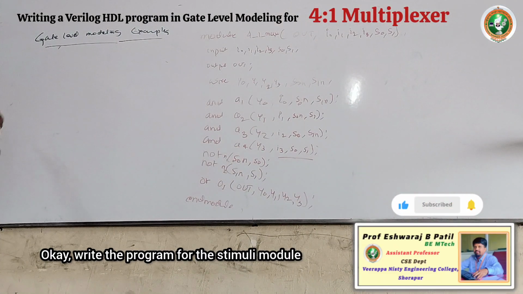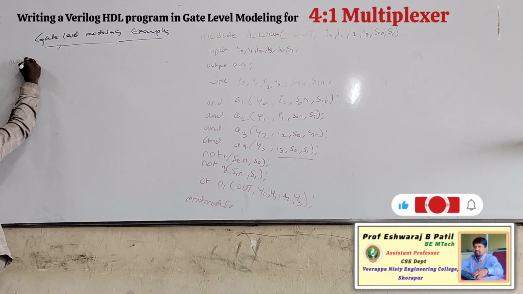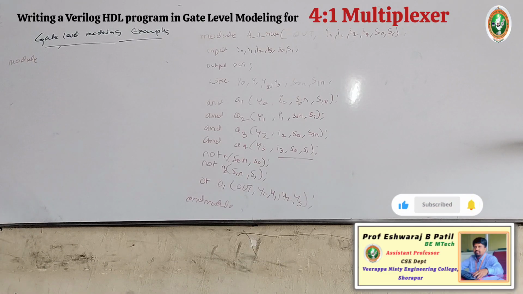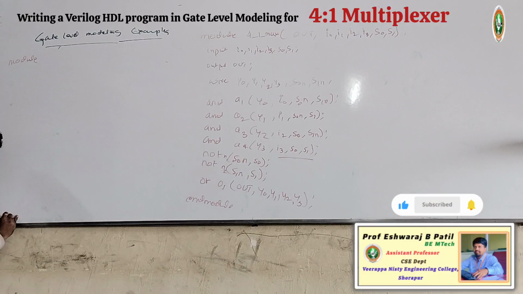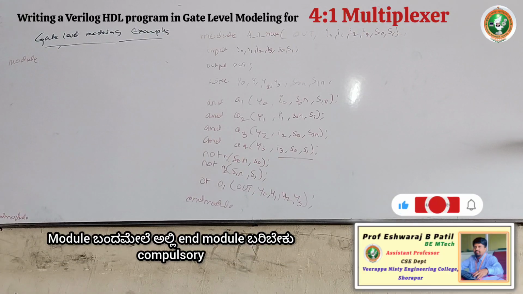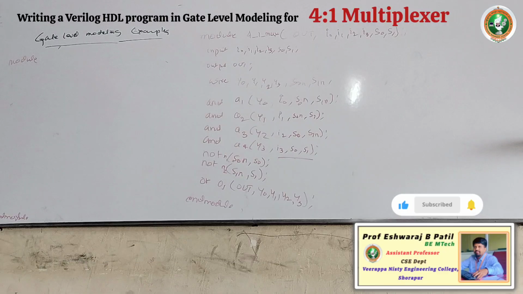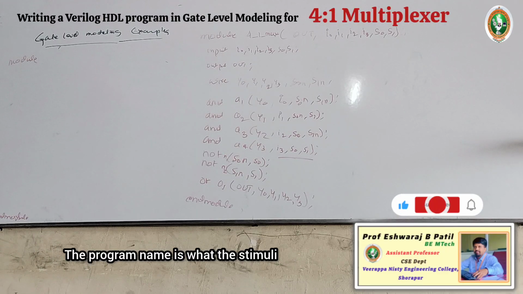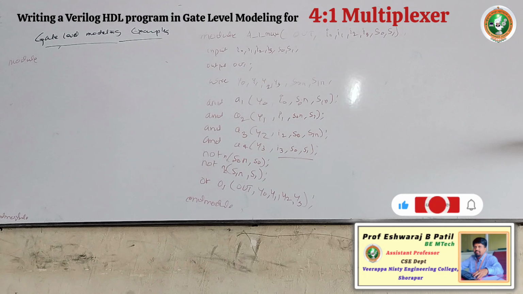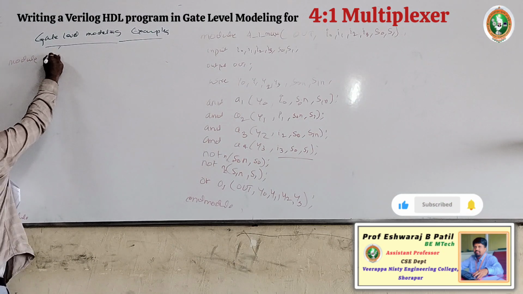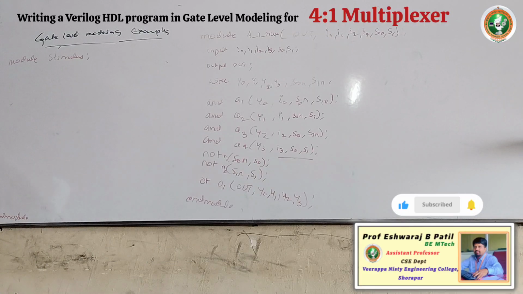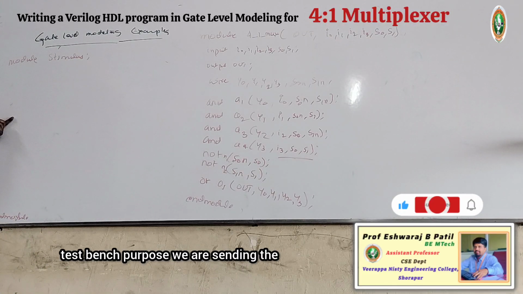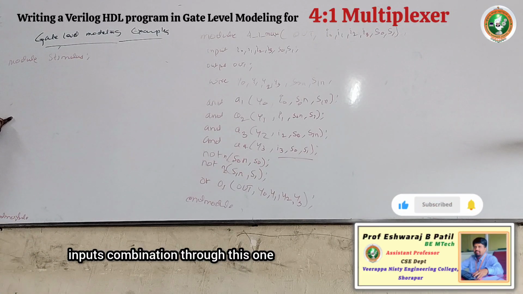Write the program for the stimulus module, and end module is compulsory. Module and end module are compulsory. The program name is stimulus. This is the Verilog test bench, and we are sending the input combinations through this one.